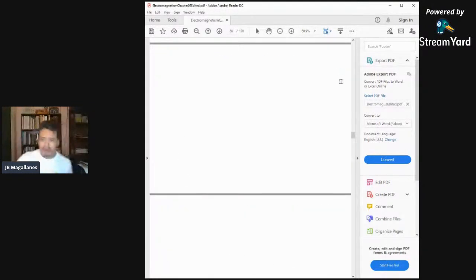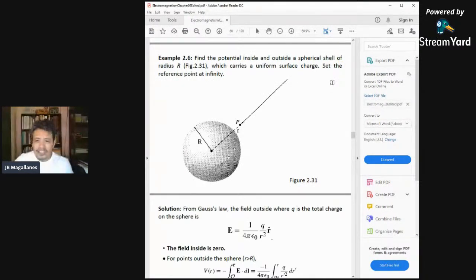So in this example, find the potential inside and outside a spherical shell of radius R, which carries a uniform surface charge. Set the reference point at infinity. So here you have a spherical shell. It's like a balloon. It's not a solid sphere, but you have a shell, a very thin shell, like a basketball, where the charge is confined in a manner that it's uniformly distributed all throughout the surface.